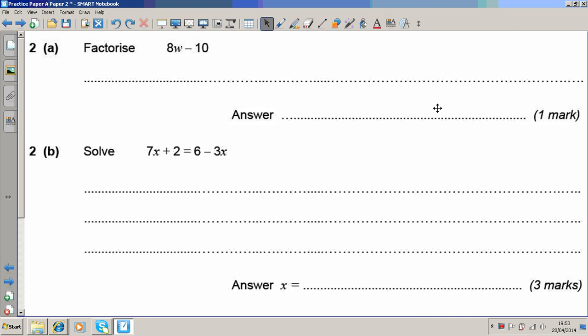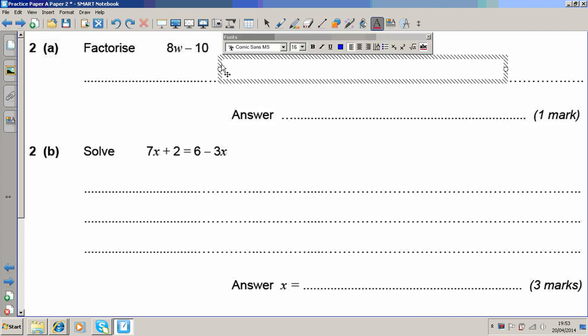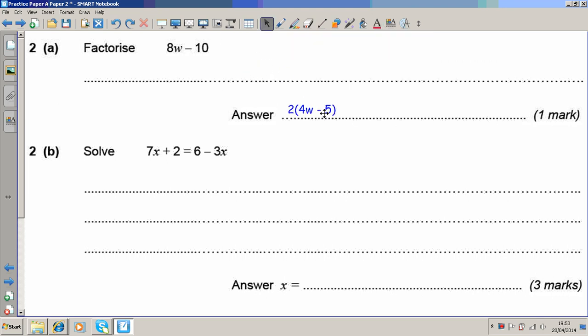Next one then, number 2, factorise. So factorise means to put a bracket back in. What number goes into 8 and 10? 2 does, so 2 bracket, and then 4w minus 5, because 2 times 4w is 8w, 2 times 5 is 10.